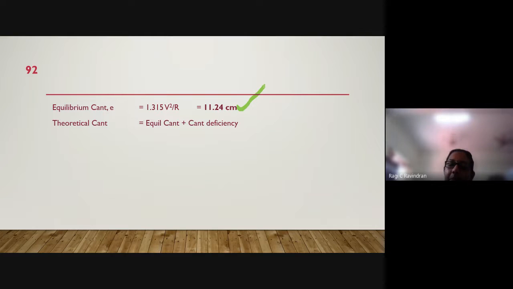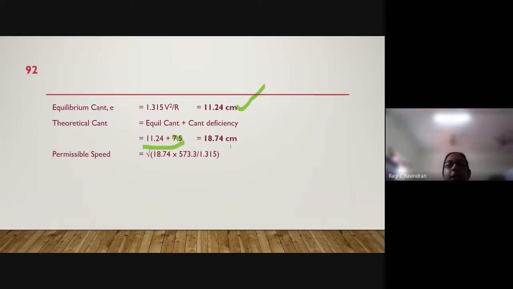Okay, so from that we are arriving at this expression: theoretical cant is equal to equilibrium cant plus cant deficiency. Here we have expressed the equilibrium cant in centimeters, and the maximum cant deficiency for broad gauge is 75 mm. So instead of 75 mm you need to convert it into centimeters here, because we have considered equilibrium cant in centimeters. So adding both, you will get theoretical cant as 18.74 centimeters.